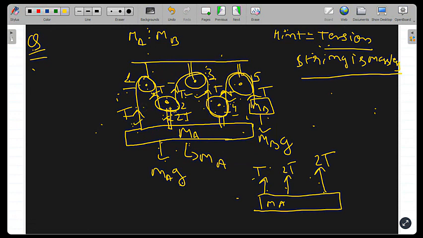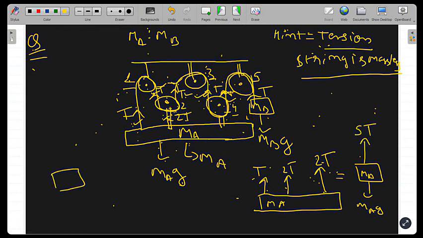Okay, so tension T here, then tension T here, then tension T here. How much tension? 3T. Then tension T here, then here. How much tension? 2T more. So 2 plus 2 plus 1, 5T. Okay, so total tension due to the MA block is 5T. For the MA block, MAg is acting downwards, and the total tension equal to 5T is acting upwards.